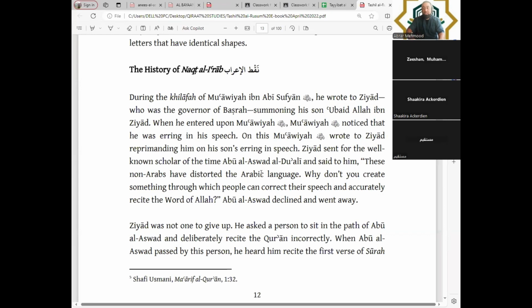In the very same way, Tasheel Rusum or Rasam is a science which is fard kifaya. It must be studied. And as long as there are a few amongst the community who are studying and passing this knowledge on, that's absolutely fine. So that's one point to know, inshallah.